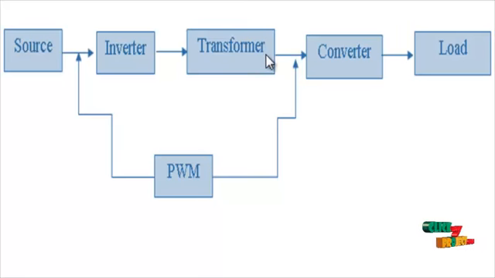The AC transformer output is sent to the converter. The converter converts the low voltage AC to low voltage DC, and that low voltage DC goes to the load. We control both the inverter and converter using PWM. In enhancement, we can use a controller to maintain the PWM for higher output efficiency.